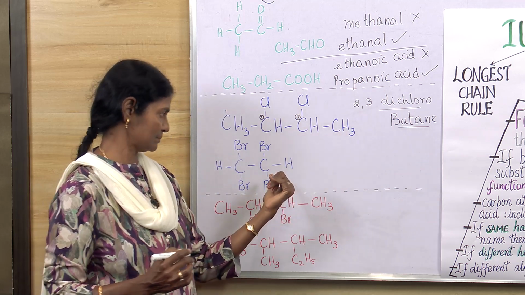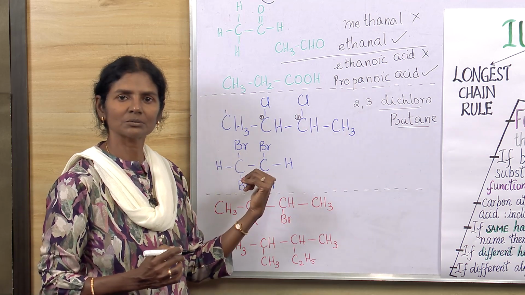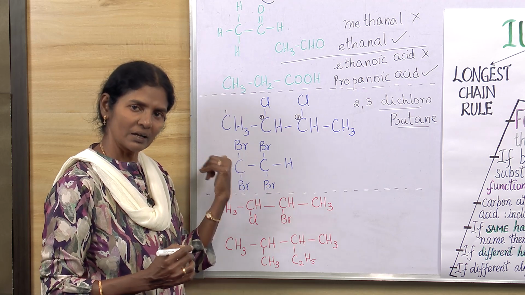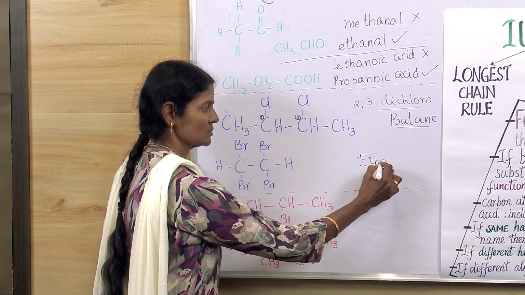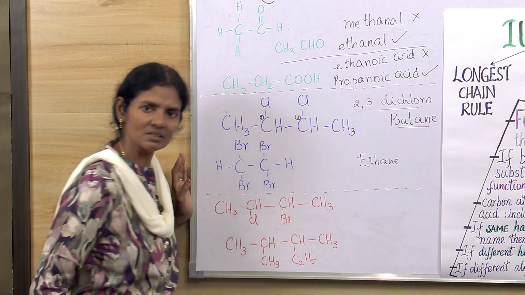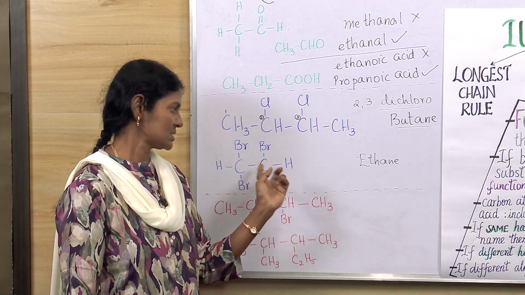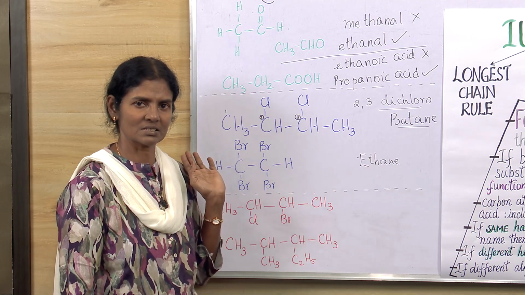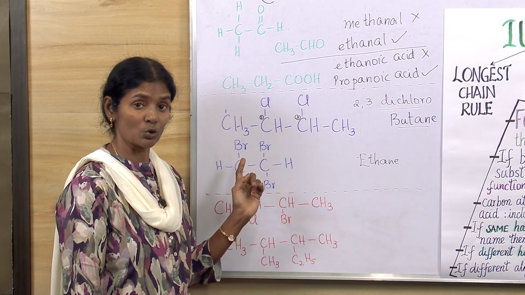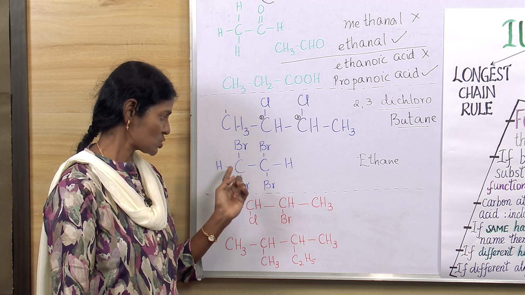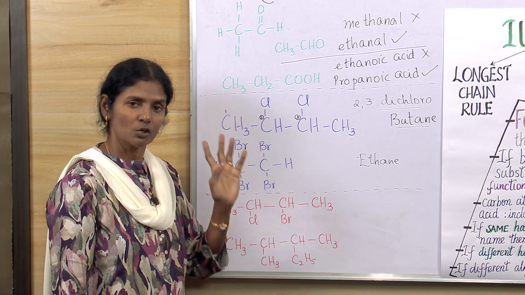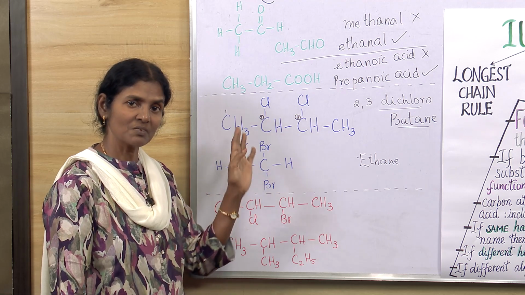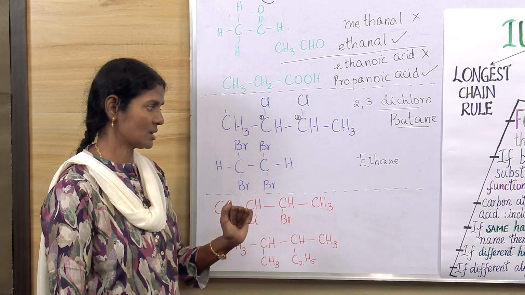Now let's come to this. How many carbon atoms are there? Only 2. And single bond. Therefore, it would be ethane. That is, the root word is eth, single bond, ethane. That's done. Now let's see the bromo groups. 1, 2, 3, 4. There are 4 bromo groups. 2 in the first carbon atom and 2 in the second carbon atom.